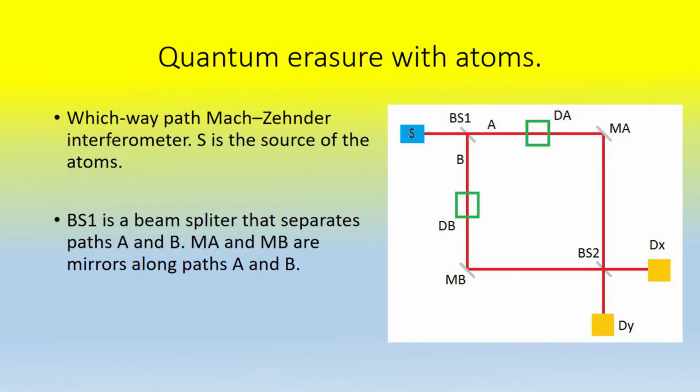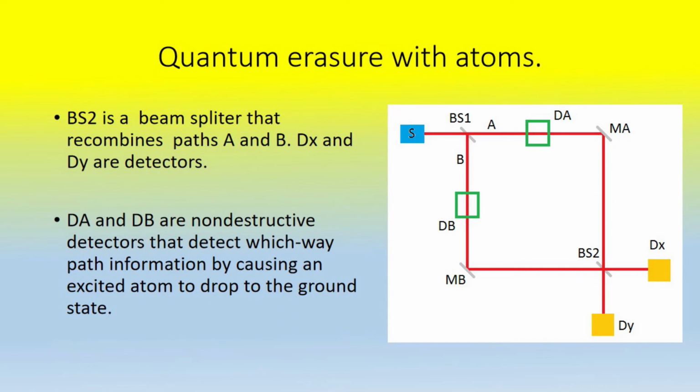Once again, with the which-way path Mach-Zehnder interferometer, S is the source of the atoms. BS1 is a beam splitter that separates the paths A and B. MA and MB are mirrors along paths A and B. BS2 is a beam splitter that recombines paths A and B. And DX and DY are detectors. DA and DB are non-destructive detectors that detect which-way path information by causing an excited atom to drop to a ground state.